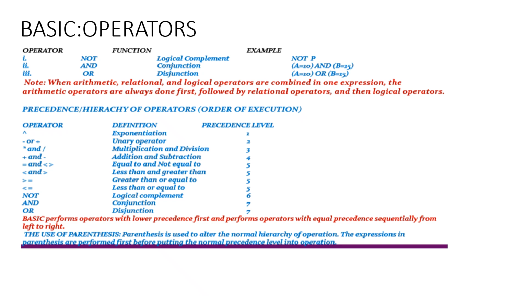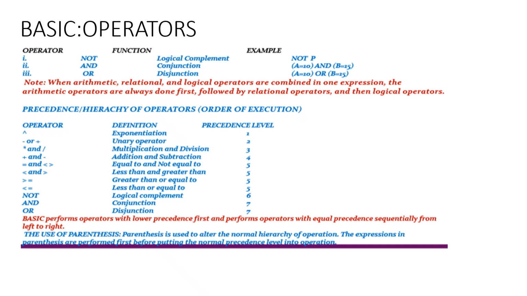Then, like I was saying, you can have operators being combined. You can have the arithmetic, relational, and logical operators being combined. When we have something like this, what we do first is the arithmetic operation. The arithmetic operation is performed first, then followed by the relational operator, then you do the logical operator.